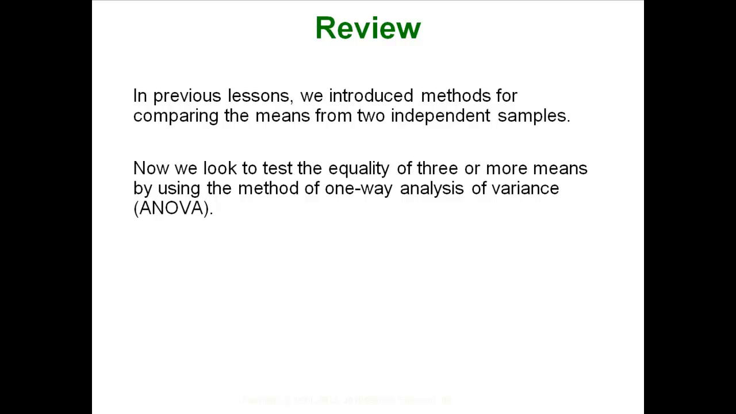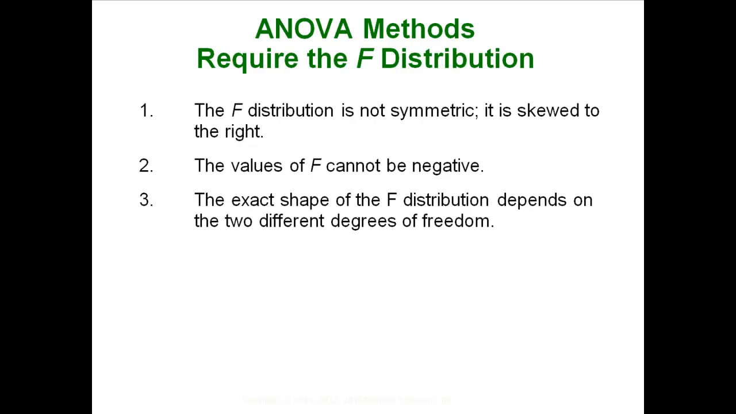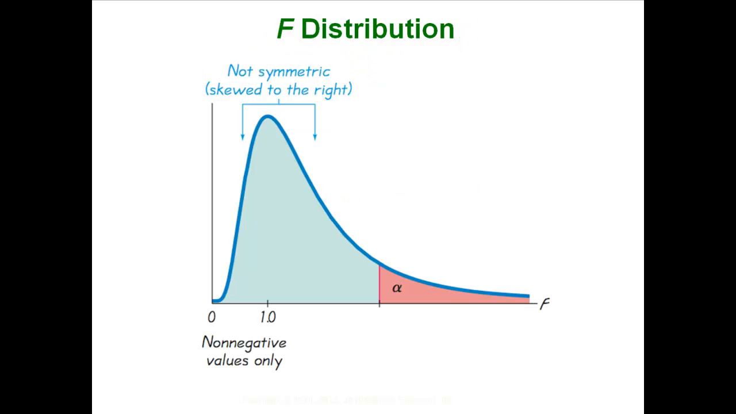But it's no longer a t-test. It's going to use an F distribution. The F distribution, as we've seen before, is not symmetric. It's skewed to the right. Values can't be negative, right? They're always 0 and above. And the exact shape of it always depends on the two different degrees of freedom. So if you don't remember, this is basically what it looks like. It looks very similar to the chi-square distribution.